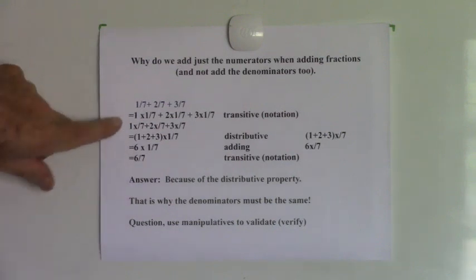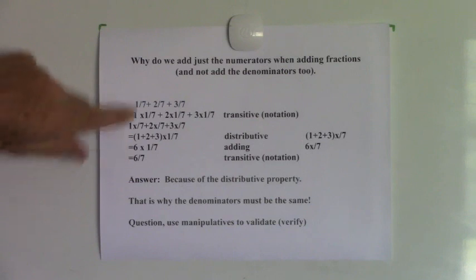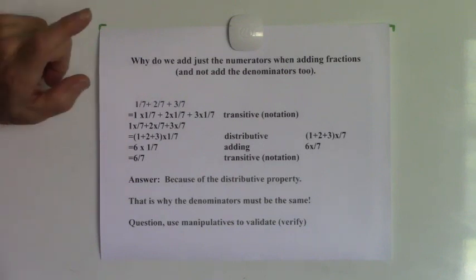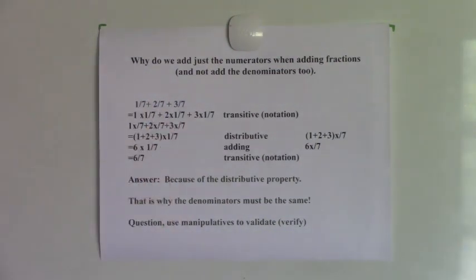Now, we don't want to have to go through this every time that we're doing addition. We do it the way we were taught. We just add the numerators. But now we understand why, and we understand why the denominators have to be the same, because of the distributive property.